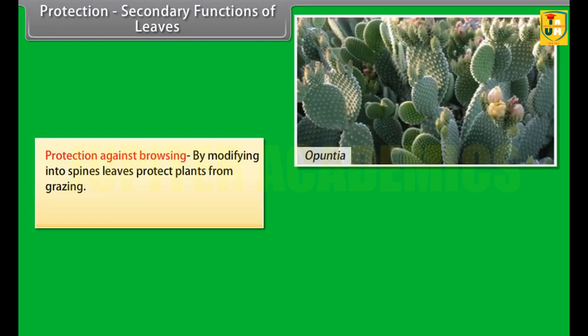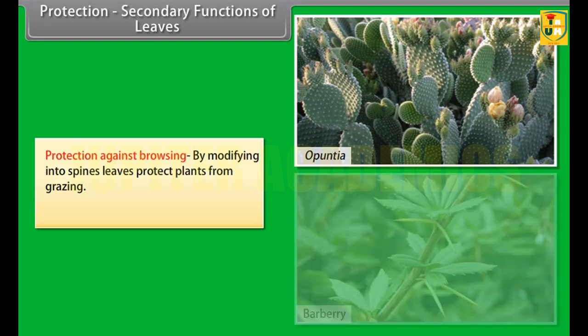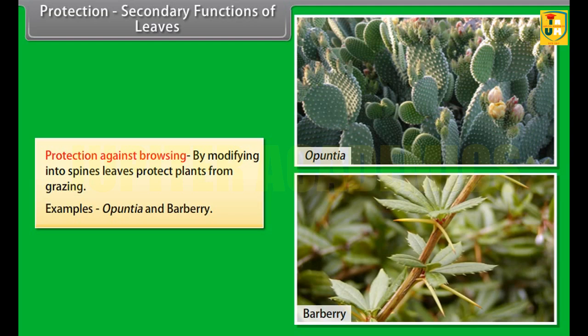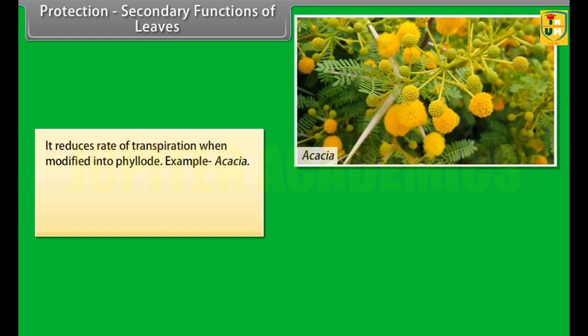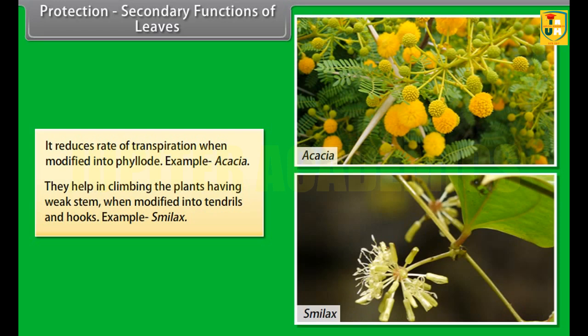Protection against browsing. By modifying into spines, leaves protect plants from grazing. Examples, Opuntia and barberry. It reduces rate of transpiration when modified into phyllodes. Examples, Acacia. They help in climbing the plants having weak stem when modified into tendrils and hooks. Examples, Smilax. Reproduction.